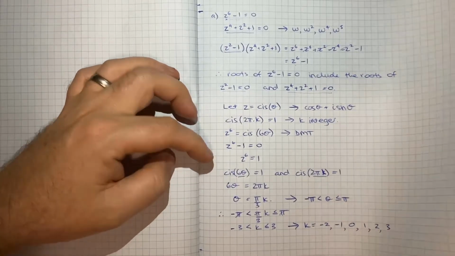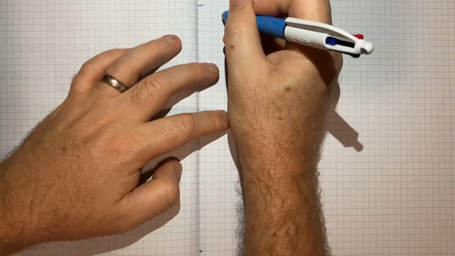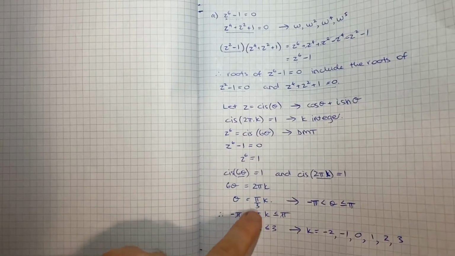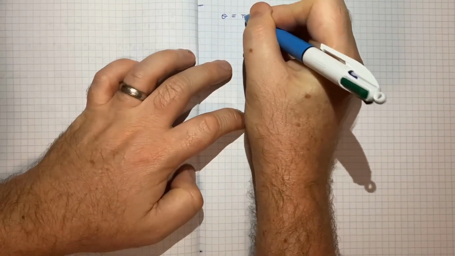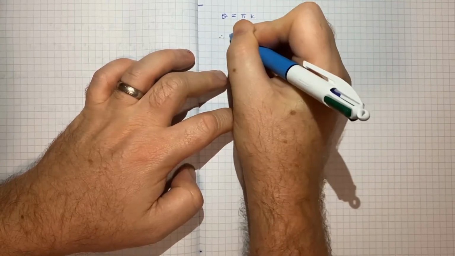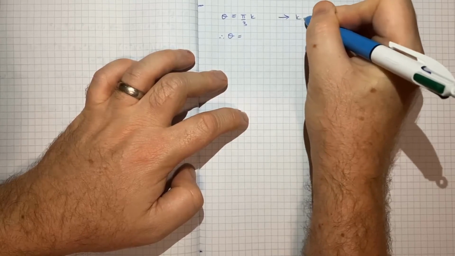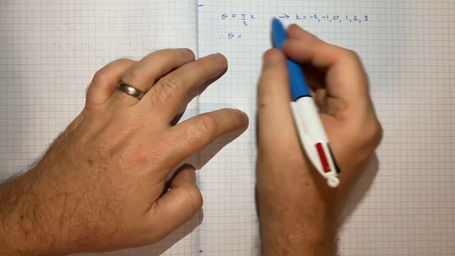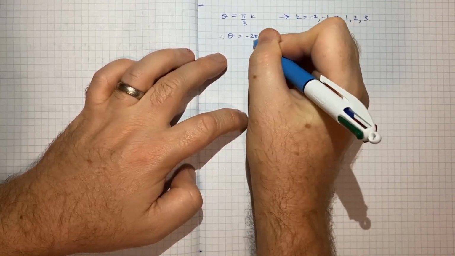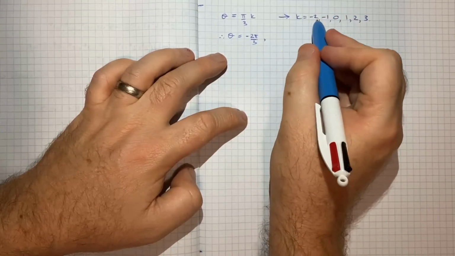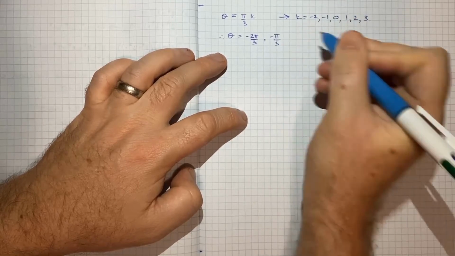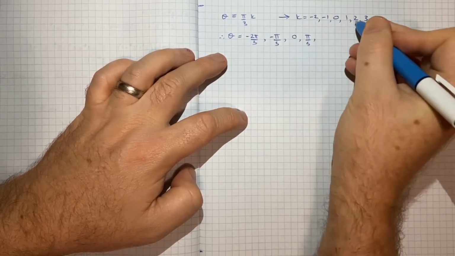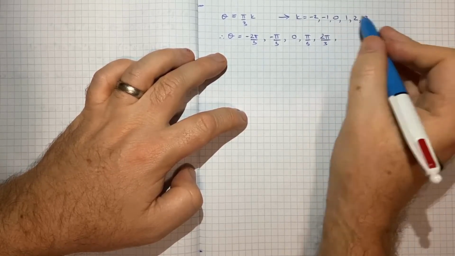Now we can write the values of theta. We know theta from before was pi on 3 k. Therefore, remembering k is equal to negative 2, negative 1, 0, 1, 2, 3, theta equals negative 2 pi on 3, negative pi on 3, 0, pi on 3, 2 pi on 3, and then 3 pi on 3, or pi.